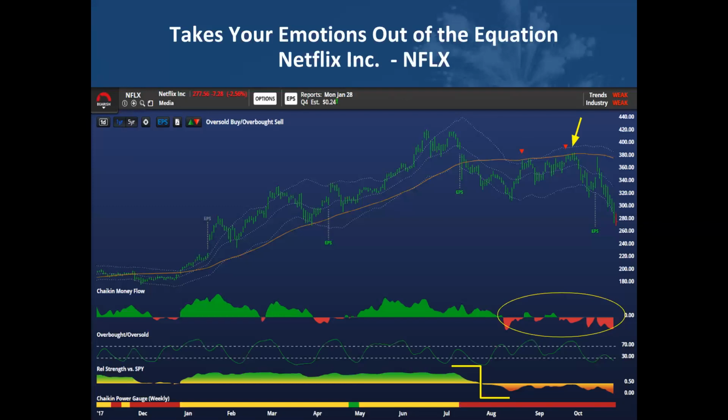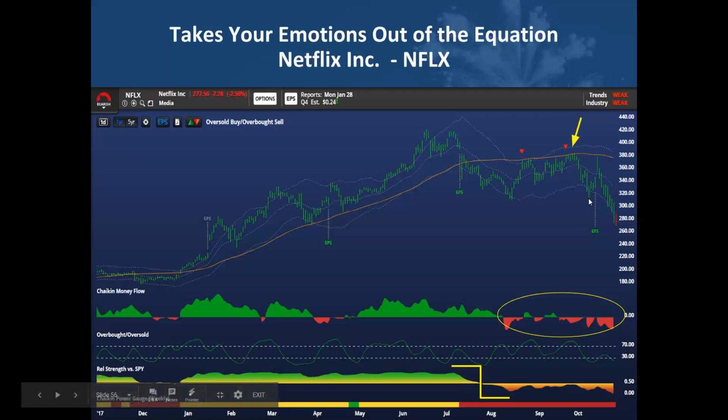whose weakness was being masked by Amazon. And if you look, institutional investors have been selling the stock. Netflix actually began underperforming the market in late July. Back in late September, we identified it as a bearish idea when one of our signals triggered. Money flow was bearish, the stock was overbought, and it was underperforming the market. That was at around $380.